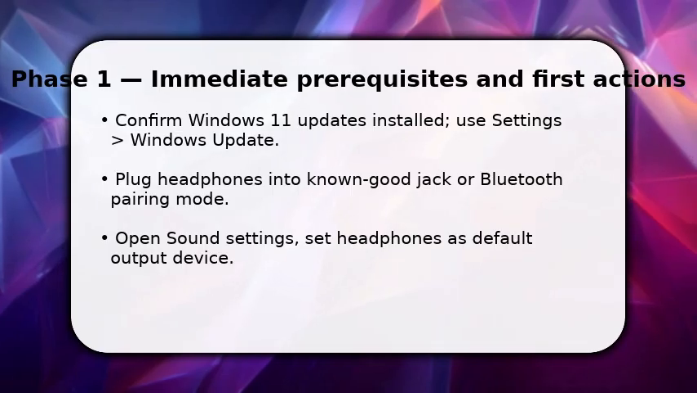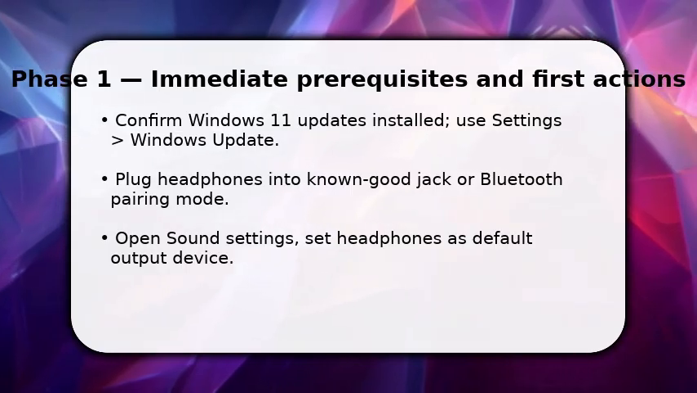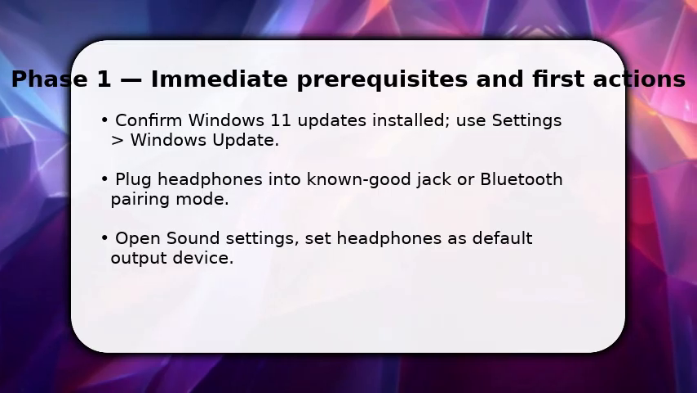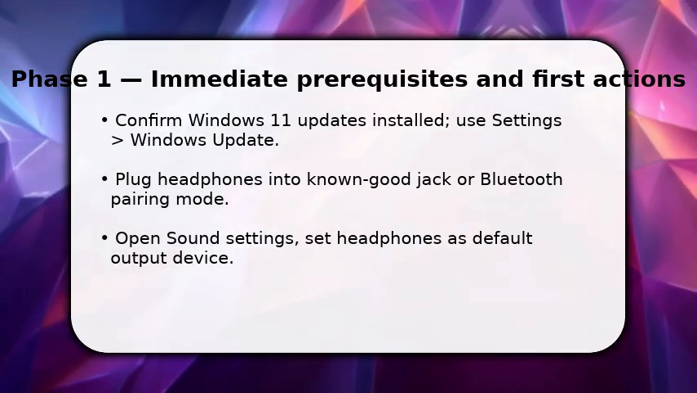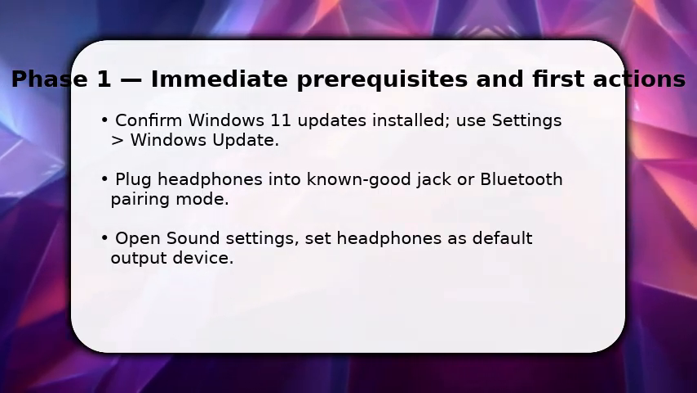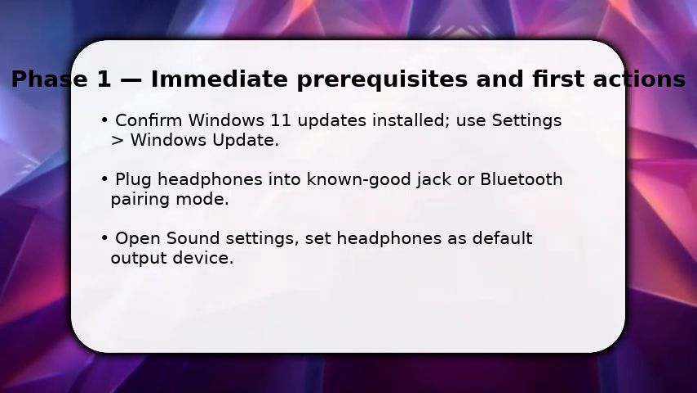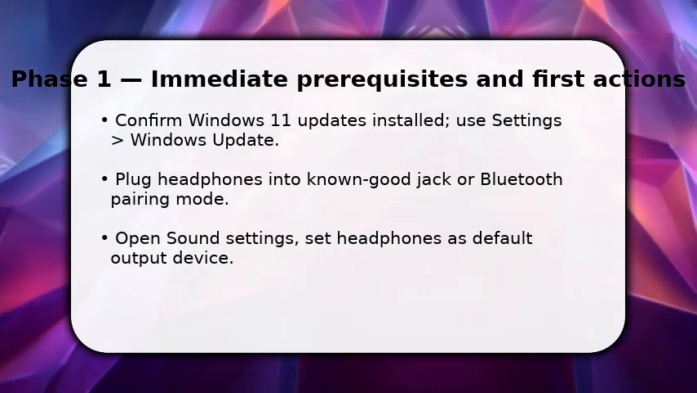You must choose the headphones under Output and click Set as Default. This forces audio routing. Also, check the volume slider and app-specific volumes. Problems often hide in per app settings, so adjust those now.